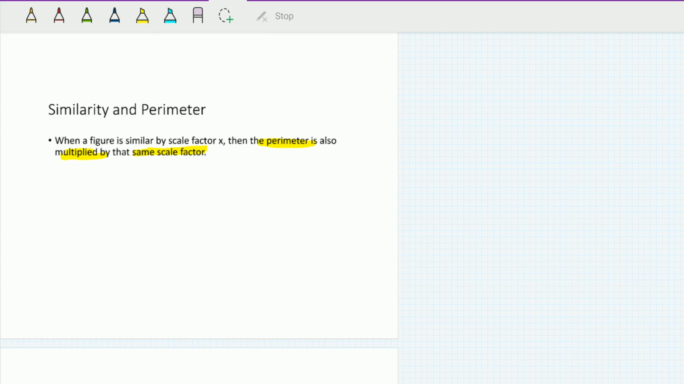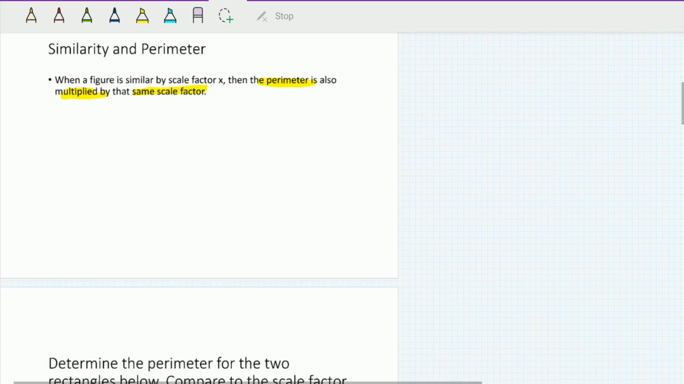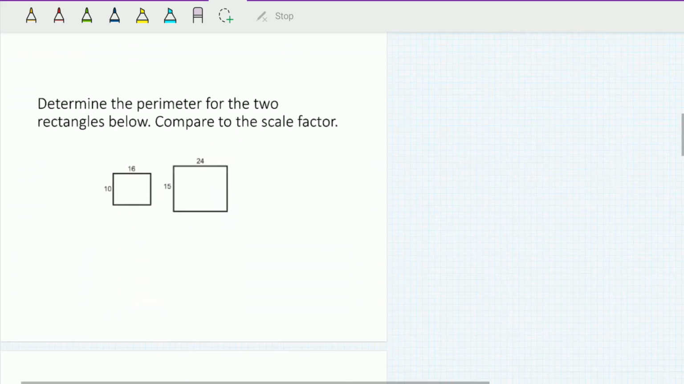So for instance, if you dilate a figure and make it double in size, then the perimeter will also double in size. That's a really easy example, but it's very straightforward like that. It'll be the exact same number that you multiply the perimeter by to go from the smaller one to the bigger one, or from the bigger one to the smaller one, depending on which direction you're going. So a very quick, easy example.